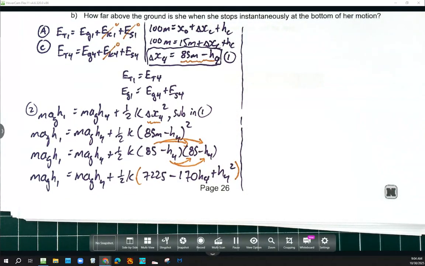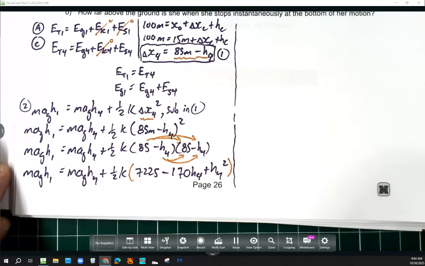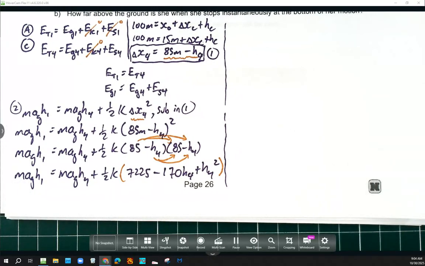People struggle with this. It's really just a system of two equations, but sadly, it's not a system of two linear equations. Only one of the equations is linear. The other one is a quadratic. So that's kind of annoying for a lot of people.